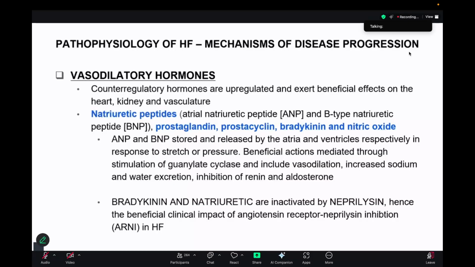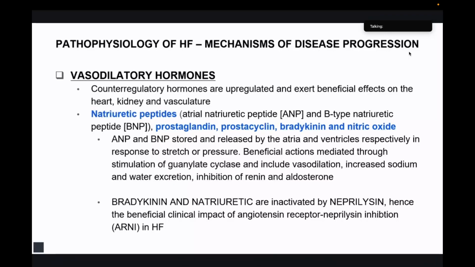The vasodilatory hormone bradykinin and the natriuretic peptides are inactivated by neprilysin. Hence, the drug which inhibits neprilysin has beneficial and clinical impact in the treatment of heart failure.